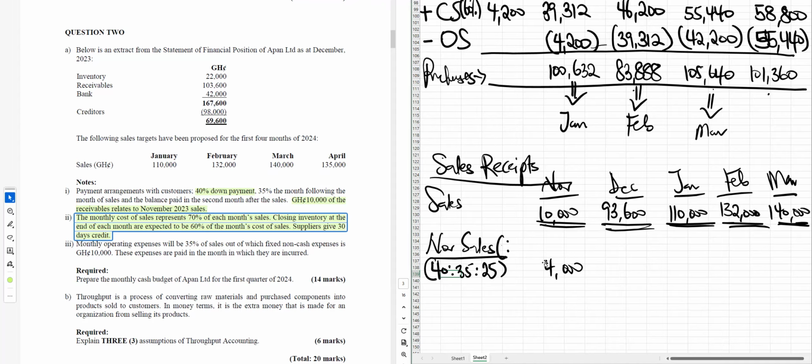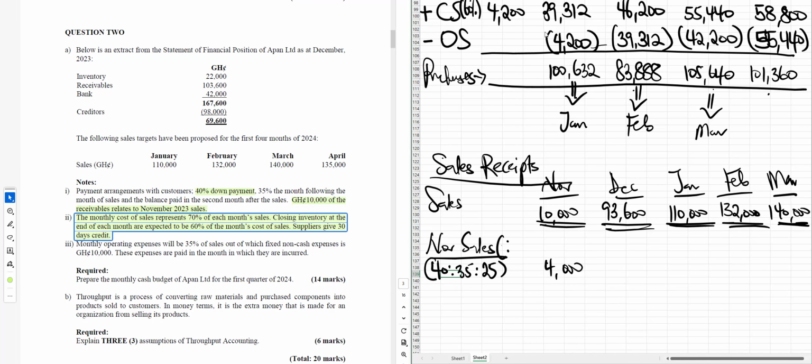Hello, Prof. Yes, boss. With the November, is the balance we are having there in the balance sheet figure? So it's a closing figure. It's not a closing. So can you assume that the 40% was received and it was left with the 35 and 25? Because the 10,000 of the receivables relate to November sales. Oh, that is the balance. Yes, receivables, that's the balance. That means that was what is left. That is the 60% left.